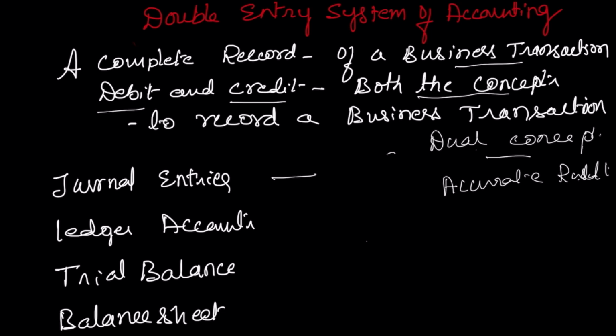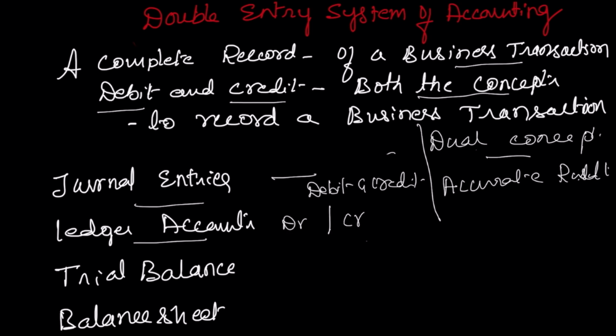Why does this happen? Take the example of a journal entry. When you make a journal entry, you consider the format of debit and credit. You identify both the accounts. One will be debited, another one will be credited. Likewise, when you make ledger accounts, you'll have a debit side and a credit side. And the trial balance will also have debit and credit columns. All these are completed only when you consider this dual concept.